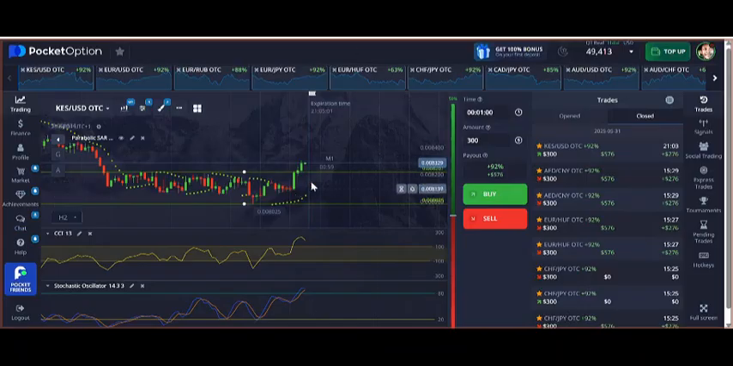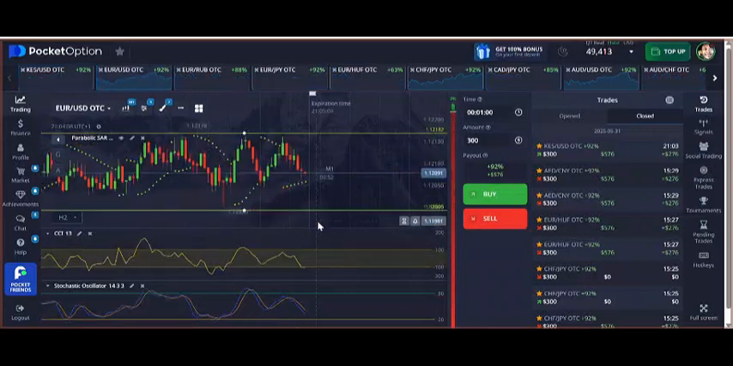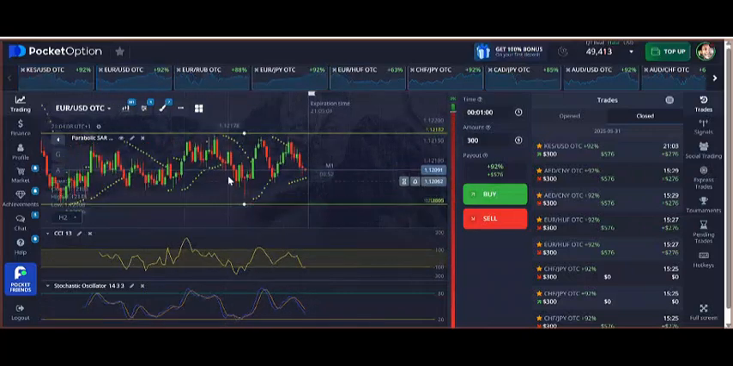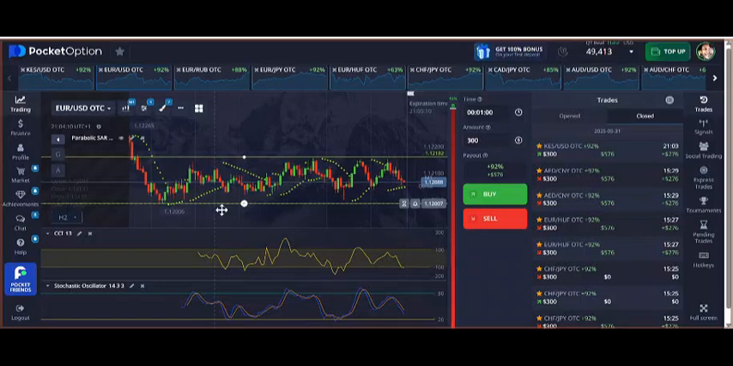So you wait for breakouts and then you buy. If it's at the top, you buy. If it's at the bottom, you sell. Let's check the other setup that we have. We're going to wait for this one and see if there is going to be a breakout, and then we either buy or sell.